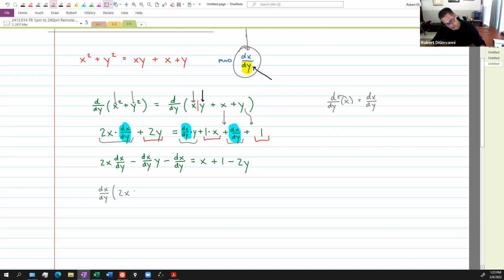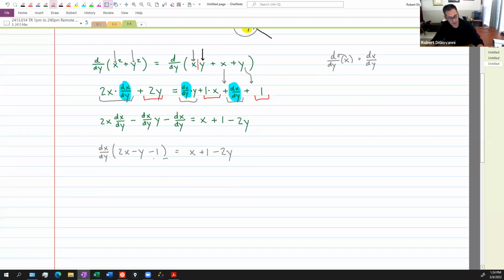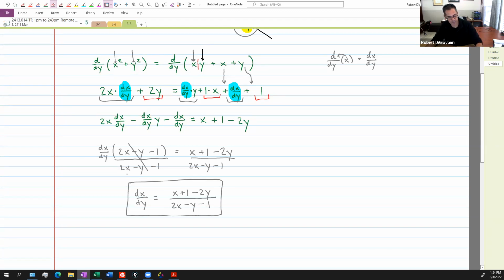That would leave me with 2x minus y minus 1, right? If I pull dx dy from all three of those, the other side would be x plus 1 minus 2y. And then I divide through by 2x minus y minus 1. I do that here, 2x minus y minus 1. It cancels. I get dx dy equals x plus 1 minus 2y over 2x minus y minus 1. That would be my answer. That clear, everybody?